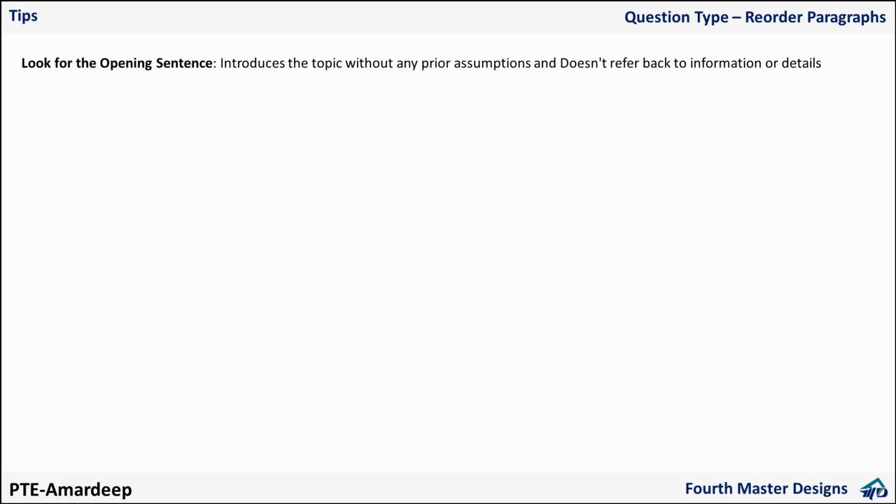Now as usual, we are going to discuss some strategies. I'm going to suggest some tips and tricks you can keep in mind so that you score 10 out of 10, 11 out of 11, or 100% marks here. The very first one is to look for opening sentences. The opening sentence will always refer to the main topic. There won't be any connector in it. There won't be any kind of conjunction in it.